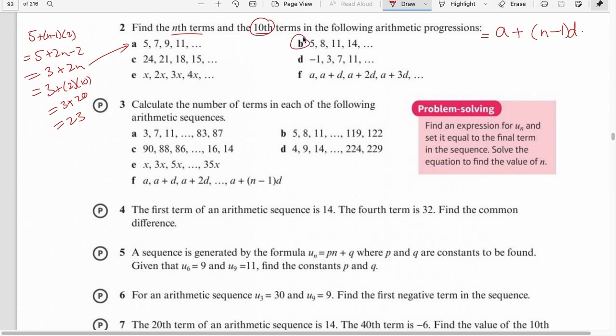Let's try for this. So the first term is 5, n minus 1, and the common difference between 5 and 8 is 3. Now we simplify 5 plus 3n minus 3, 5 minus 3 is 2 plus 3n. So I have the formula, and the 10th term for this would be 2 plus 3 into 10. 2 plus 30 is 32.